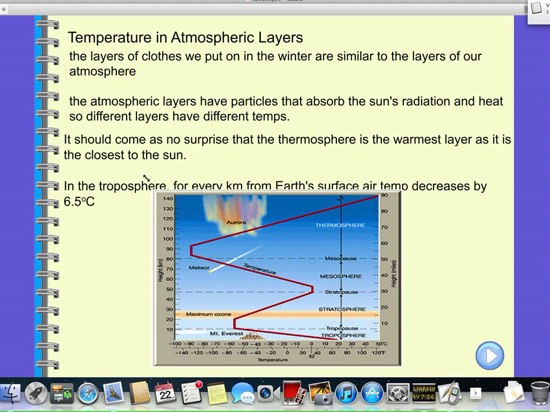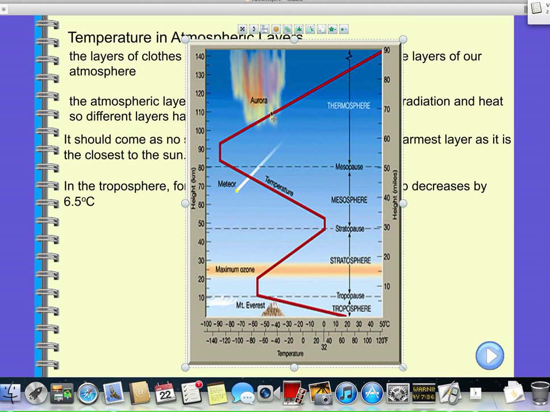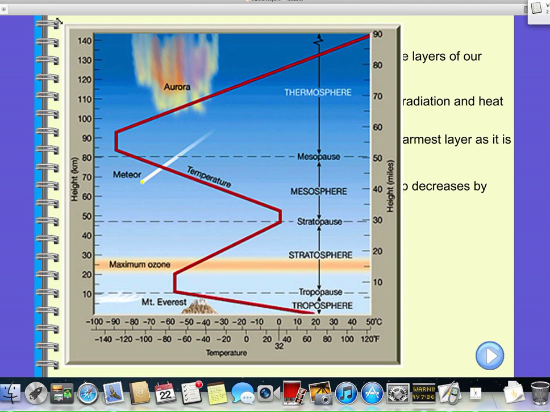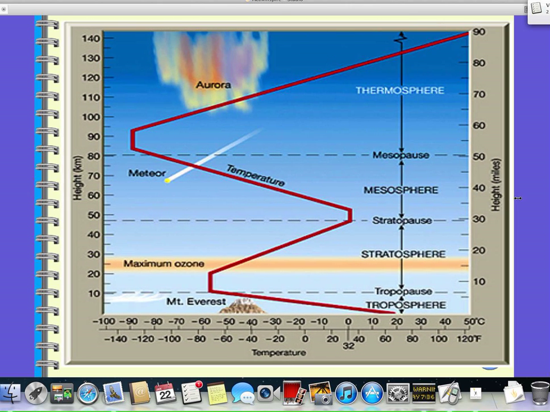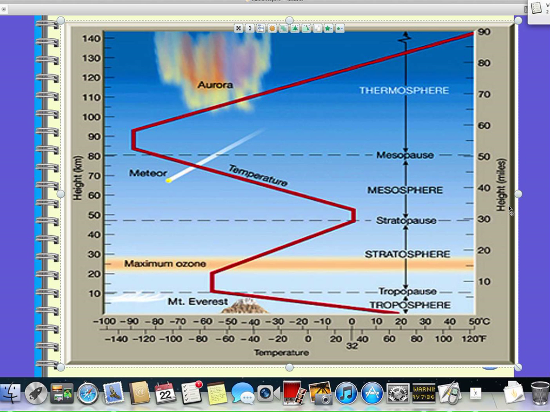So let's take a look at this picture. Let's make it a little bit bigger here. Okay, so the troposphere, that's this bottom layer right down in here, with this 10-kilometer mark being really at the peak of Mount Everest. In that troposphere, for every kilometer we go up, it goes down 6.5 degrees Celsius.